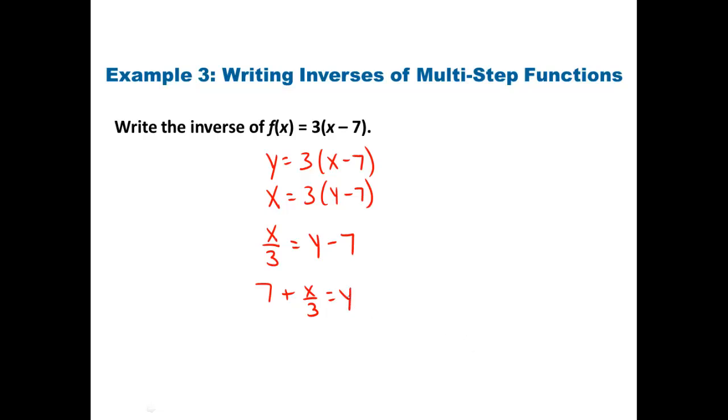All right, so last step. Rewrite the y in the inverse notation. Let's write the x first, x over 3 plus 7, or, just so you know, these are the same. x over 3 is the same thing as 1/3 x. Either way of writing the equation is acceptable.